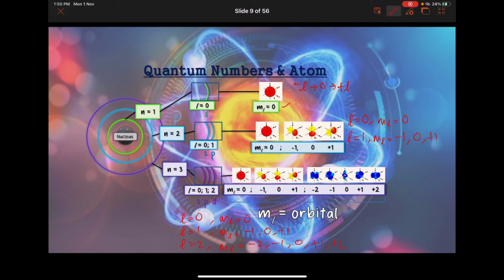For L1, we have ml 1, 2, 3, which means for L1 we have 3 orbitals. While for L2, ml we have 1, 2, 3, 4, 5, which means L2 we have 5 orbitals. So this is how to detect the shell, subshell and the orbitals.